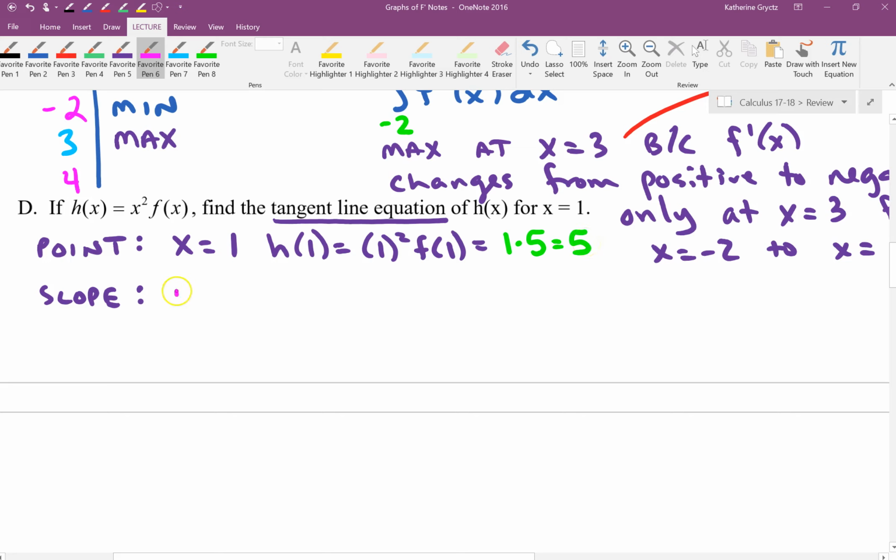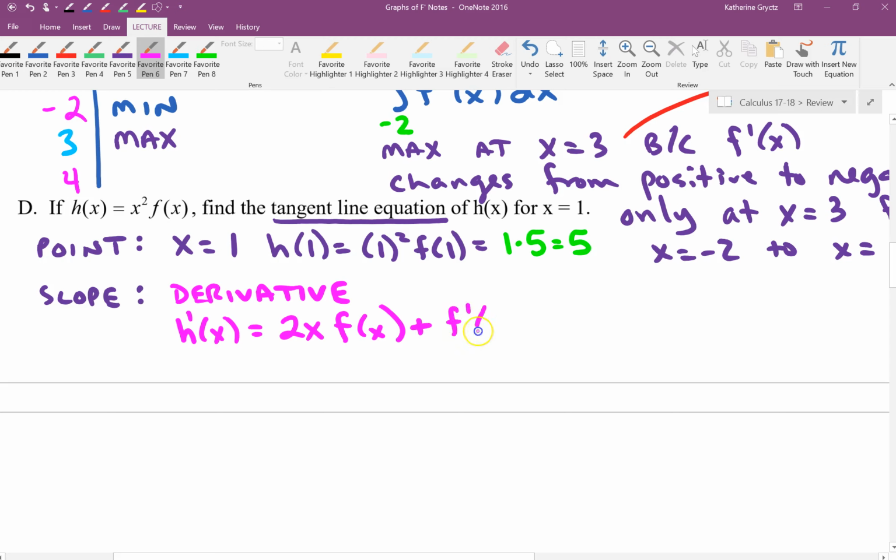But we need our slope, and the slope of a tangent line is always the derivative. We're taking the derivative of h of x. You have to remember this is a product rule, since it has two things multiplied by each other. So we take the derivative of the first term, which is 2x, put it next to the second one, plus the derivative of the second term, which is f prime of x, times the original first. Usually this statement is worth points, just being able to do the product rule and knowing you were supposed to do it.